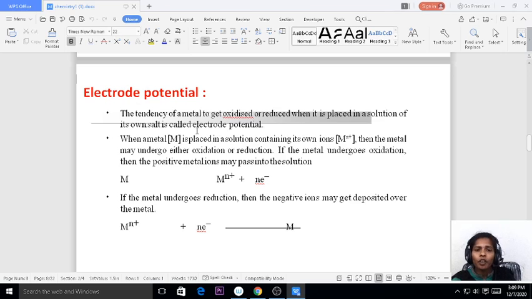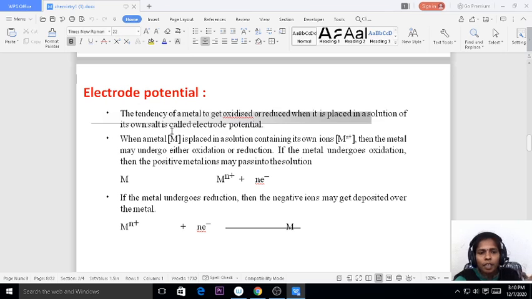The tendency of a metal to get oxidized or reduced when it is placed in a solution of its own salt solution is called electrode potential. Here, own salt solution is nothing but, for example, let us take the zinc electrode. When the zinc electrode is dipping in its own salt solution, that salt solution must be containing the zinc ions. That is what is meant by the own salt solution.